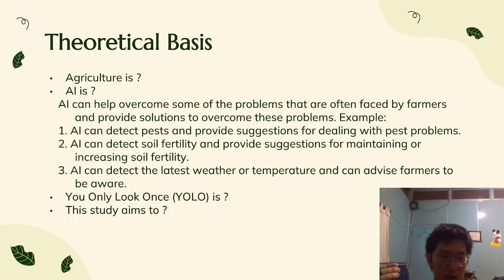Now, this is the algorithm that we are going to use. It's called YOLO, or You Only Look Once. YOLO is an algorithm that is used to detect objects according to the categories it has been trained on, and it can detect them very quickly in real time.